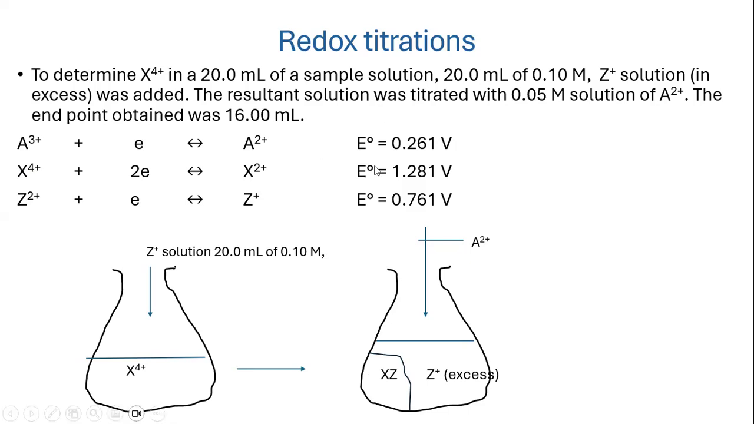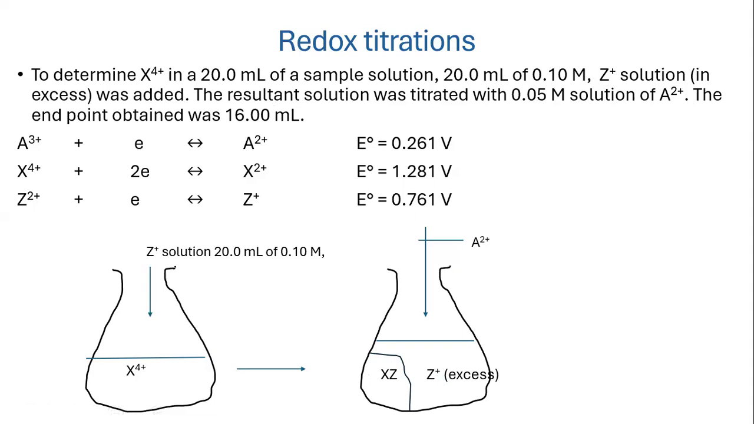Now look at the E0 value difference. For that, you write down the equations in the reduction way, in the same manner, easy to calculate. So for these two, you get a positive value for E0. So delta G will be negative if delta E0 is positive. So the reaction is taking place, that is XZ is formed. Don't worry about the valencies. XZ is formed and Z plus is in excess.